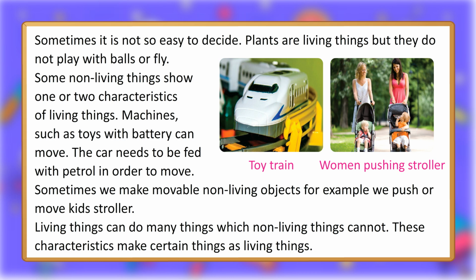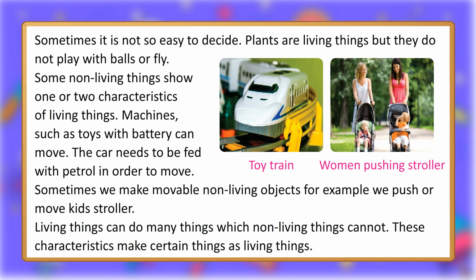Plants are living things but they do not play with balls or fly. Some non-living things show one or two characteristics of living things. Machines, such as toys with battery, can move. The car needs to be fed with petrol in order to move. Sometimes we make movable non-living objects. For example, we push or move kids' stroller.